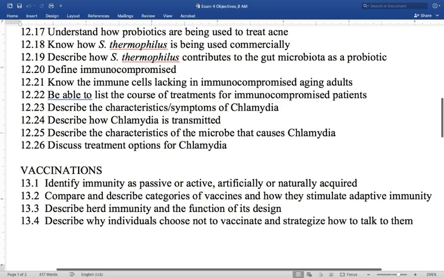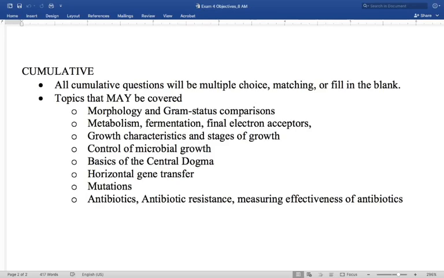Below this, you will find what is fair game for the cumulative section. I will be pulling together 25 questions, each worth 2 points. They will be multiple choice, matching, or fill in the blank. And they may cover the following. And I've put may here because it may not be in there, but these are the areas you should be studying. Morphology and gram status or gram status comparisons. For example, what makes a gram positive different from a gram negative? Which one has a thicker cell wall?